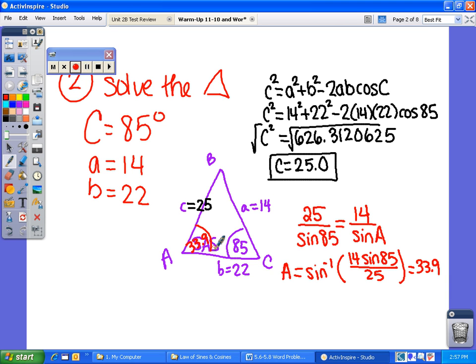So now we have two angles, and to solve for the last angle, we're just going to add 33.9 plus 85 and subtract our answer from 180. And that gives us 61.1. Alright? So make sure that your angles always have degrees, because I will take points off for that. So that's an example of SAS.